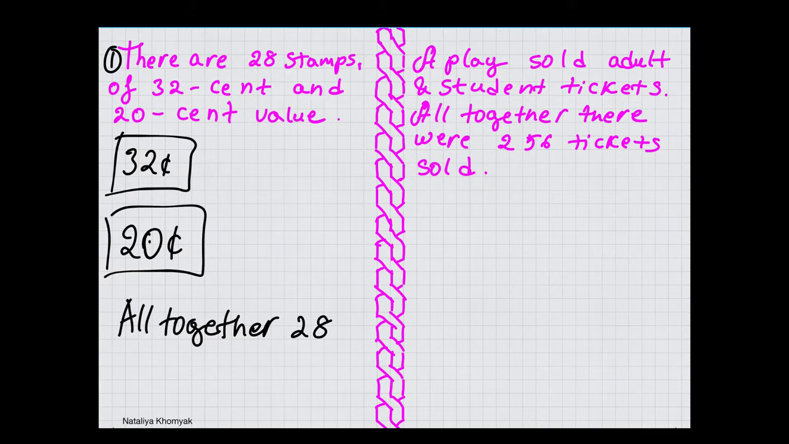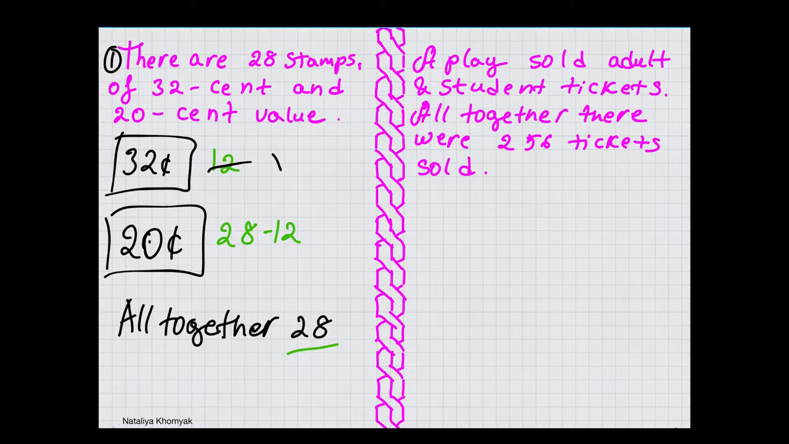Let's say I have one 32-cent stamp. Then I will have 28 minus 1, 27 of 20-cent stamps. If I have two of these stamps, then for the second set of stamps, I will have 28 minus 2, which would give us 26, because the sum of the quantities should always end up being 28. If I have 12 of these stamps, then I will have 28 minus 12 of 20-cent stamps.